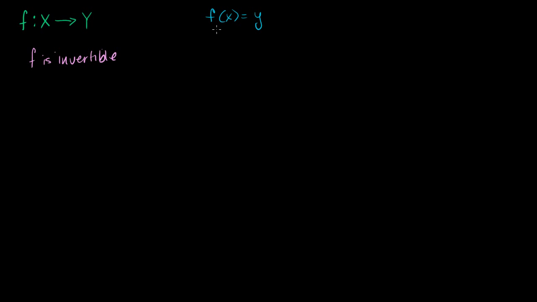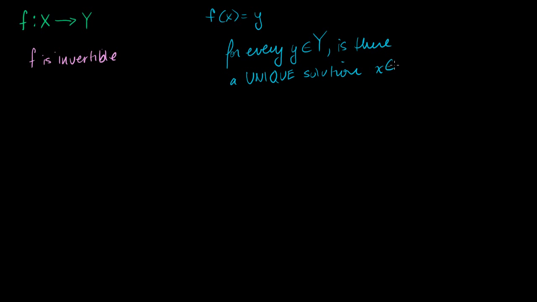I want to know that for every y that's a member of our codomain, is there a unique solution x that's a member of our domain such that f of x is equal to y? I was going to write it the mathy way, but I think it's nicer to write it out in words sometimes.